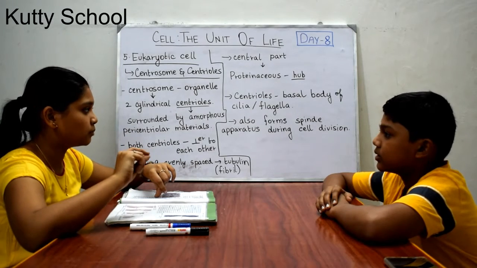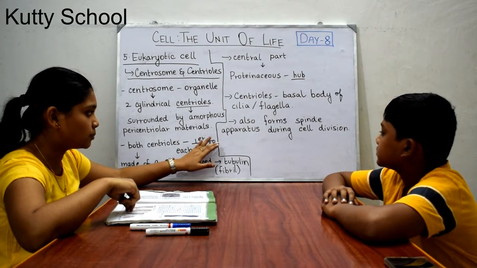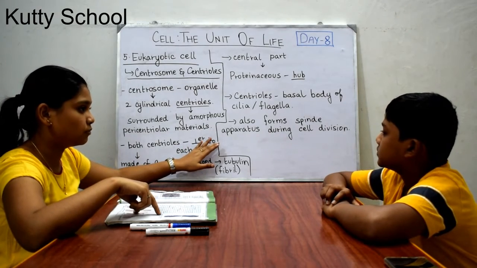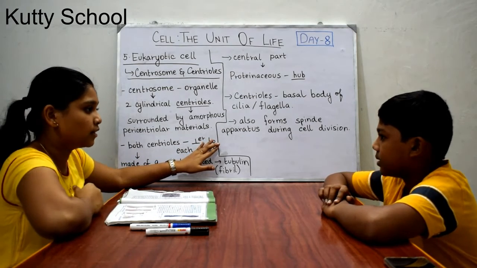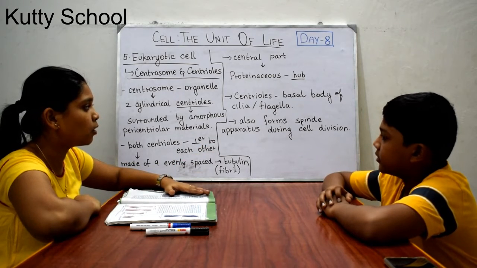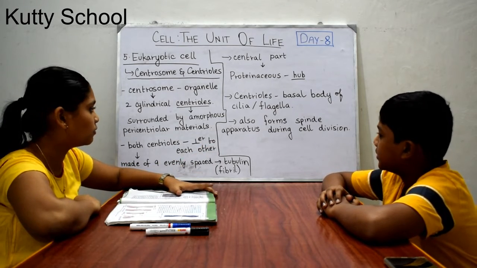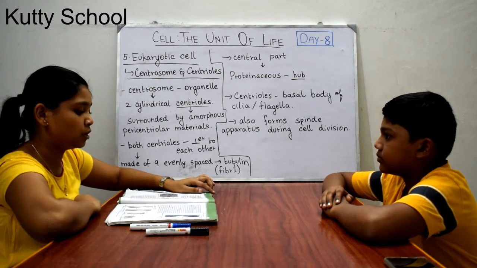Spindle is a thread-like substance. So it produces the spindle apparatus during cell division. In that chapter we will discuss the spindle apparatus and its role in cell division. Next we are going to the next subtopic, which is the nucleus.